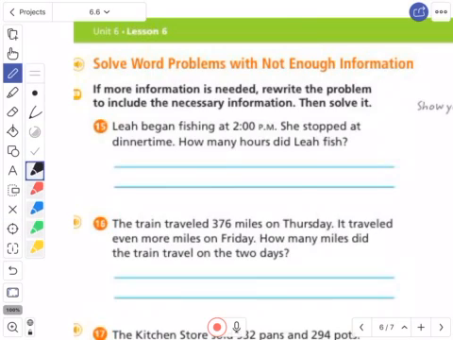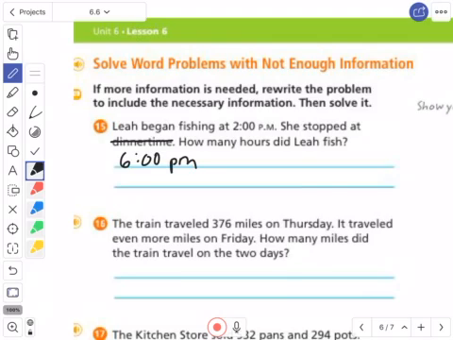So all I need to do then is I can pick any. So all of these problems are going to be a little bit different for you than probably mine, because you're going to get to rewrite them any way that you want to. Well, I'm going to say that she stopped at, instead of dinner time, 6 o'clock. That's close to the time we eat. Okay, so she stopped at 6 o'clock. How many hours did she fish for then?